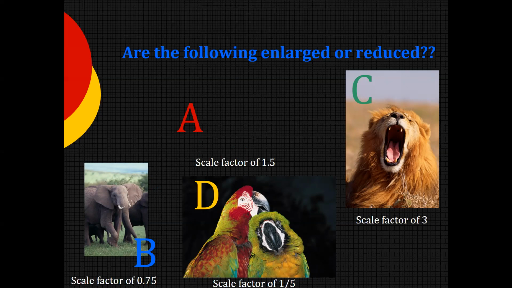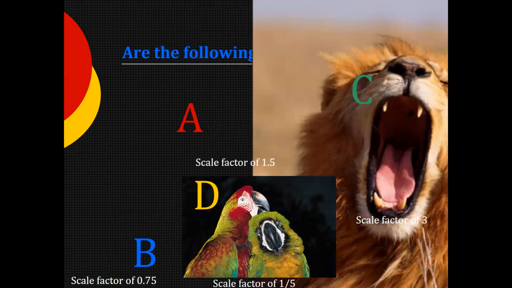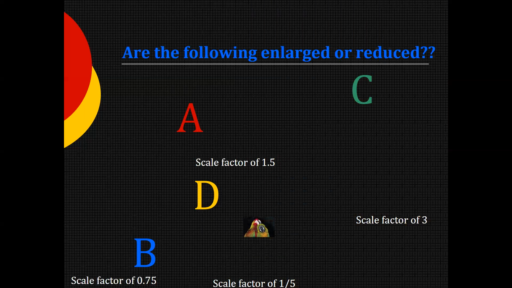Letter C, we have a lion with a scale factor of 3. A scale factor of 3 would enlarge our diagram. And then letter D, we have 2 parrots. I believe they're parrots. With a scale factor of 1/5. A scale factor of 1/5 is 0.2, which is less than 1. So we would reduce the size of that picture.